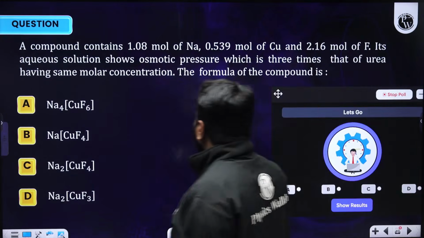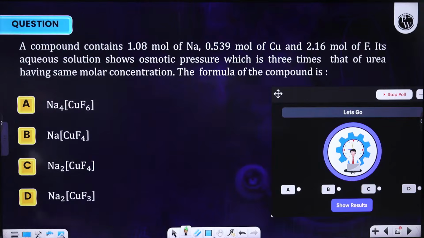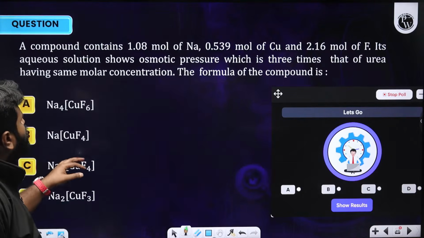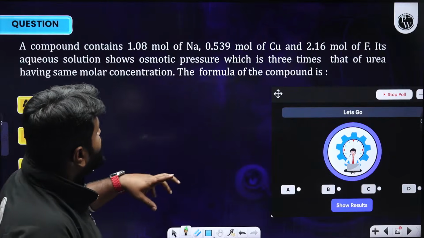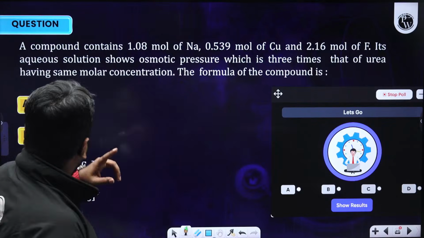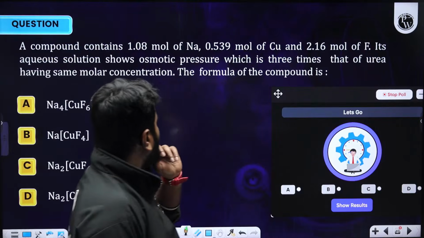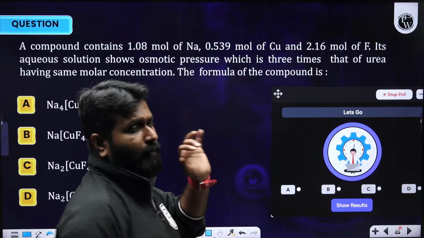A compound contains 1.08 mole of Na, 0.539 mole of Cu, 2.16 mole of F. Its aqueous solution shows osmotic pressure which is 3 times that of urea having the same molar concentration. The formula of the compound is.